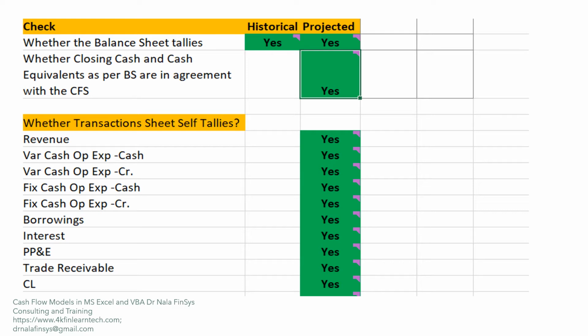Here there is another sheet in relation to the checks we want to have. Basically, they are in the context of arithmetical checks, such as whether the closing cash and cash equivalents as per the balance sheet are in agreement with the cash flow statement. So in reality, we will have n number of checks and conditions we would want to verify.